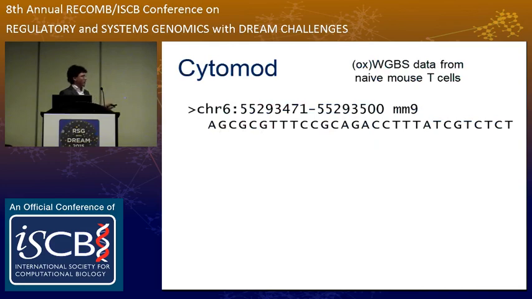So now we have an unmodified genome sequence that everyone is used to. And what we want to do is we want to modify this genome sequence in order to be able to directly model these modifications. And so to do that, we obtained conventional and oxidative whole genome bisulfite sequencing data from naive mouse T cells from the Ferguson-Smith lab. And using that data, we are able to call different modifications.